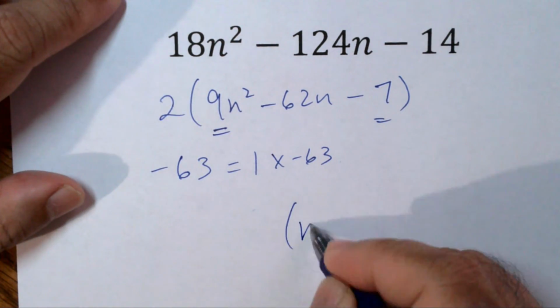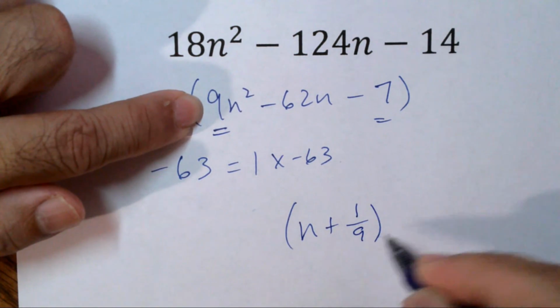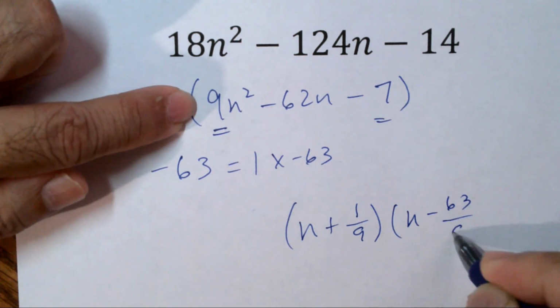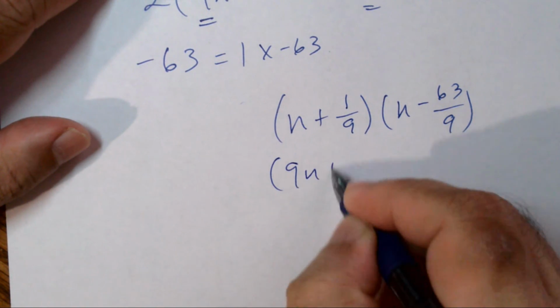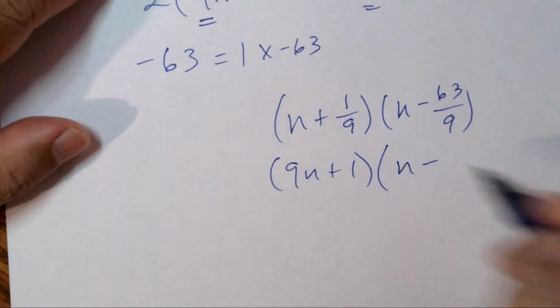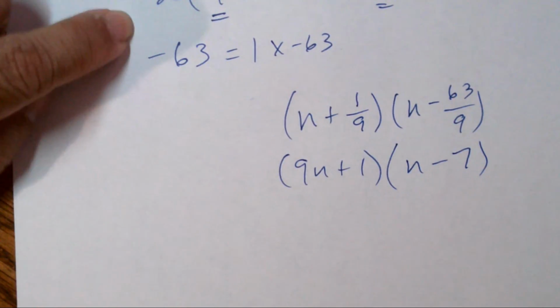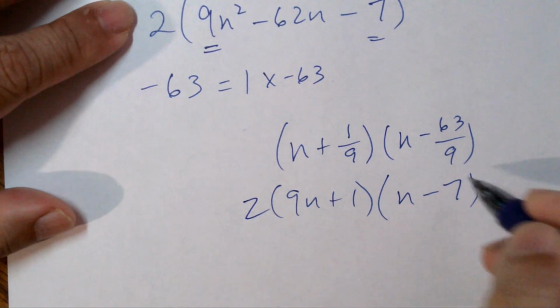So it's n plus 1 over the leading coefficient times n minus 63 over the leading coefficient. So that becomes 9n plus 1, n minus, reduce that, that's a 7. And then don't forget the GCF we took out, so 2. And that's our final answer.